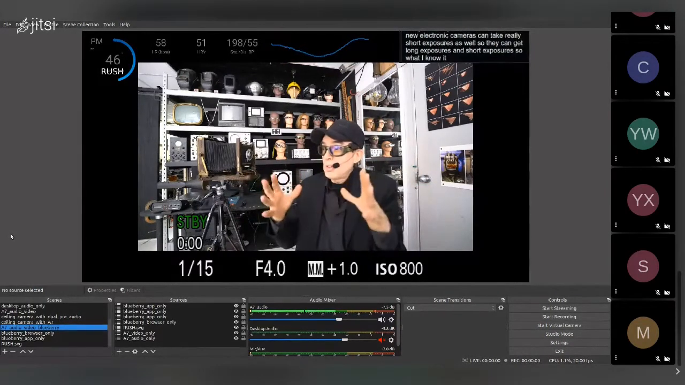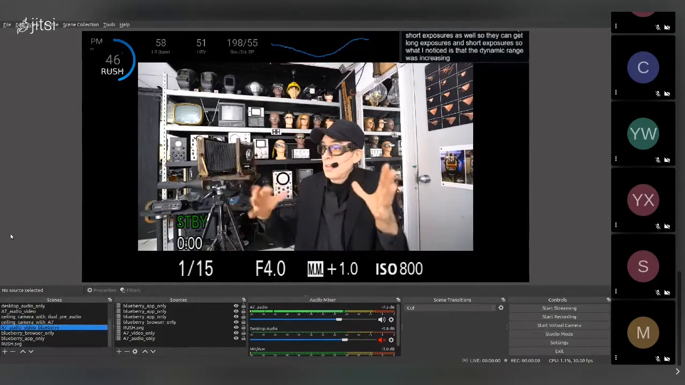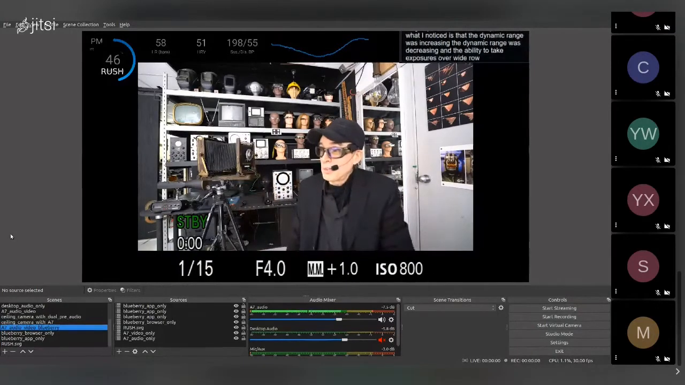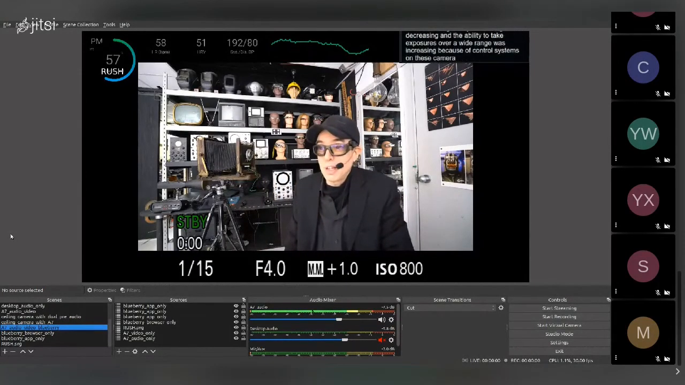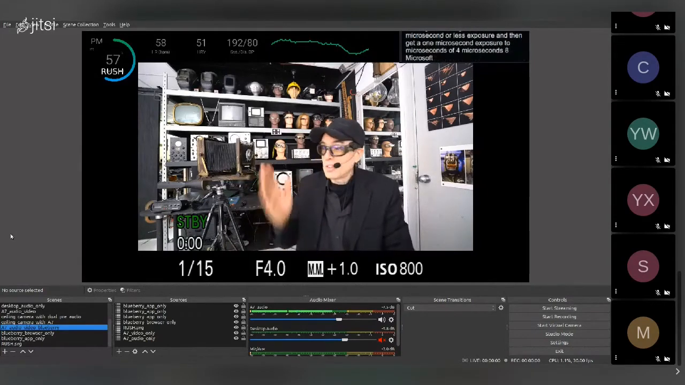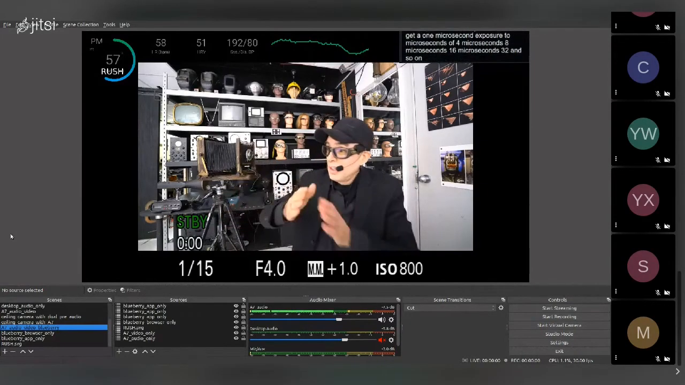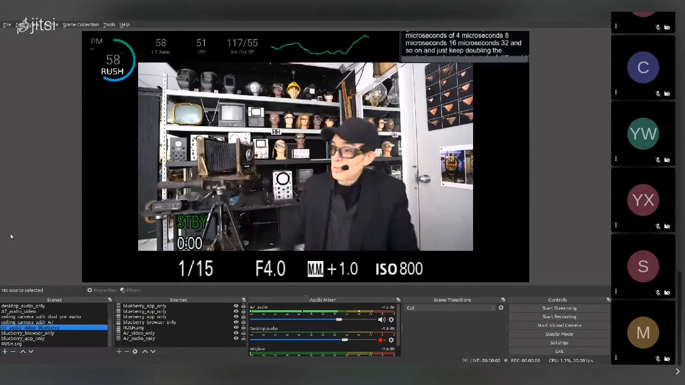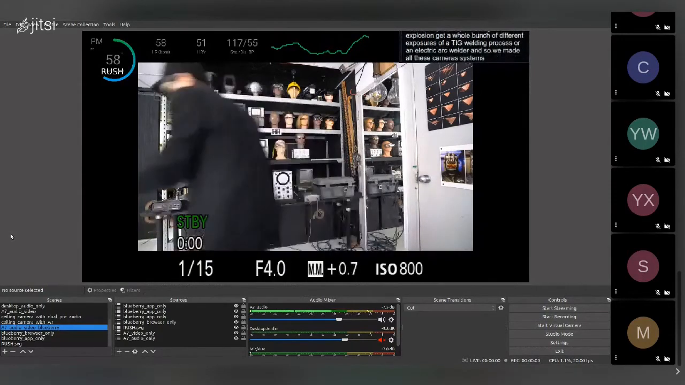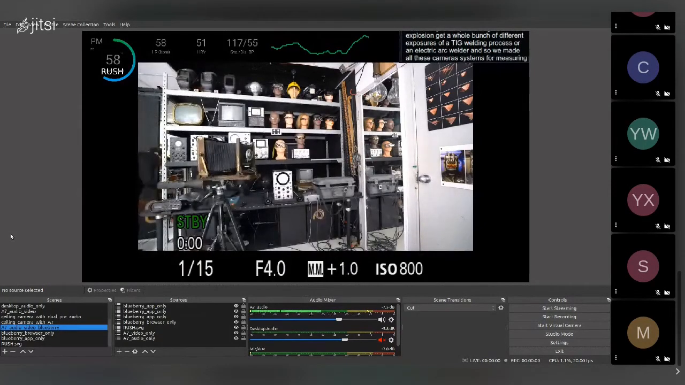So what I noticed is that the dynamic range was decreasing, and the ability to take exposures over a wide range was increasing because the control systems on these cameras allowed for really short shutter speeds, for example. So for TIG welding or arc welding, we could get like a 1 microsecond or less exposure, and then 2 microseconds, 4 microseconds, 8 microseconds, 16 microseconds, 32, and so on, and just keep doubling the exposure and get a whole bunch of different exposures of a TIG welding process or an electric arc welder.